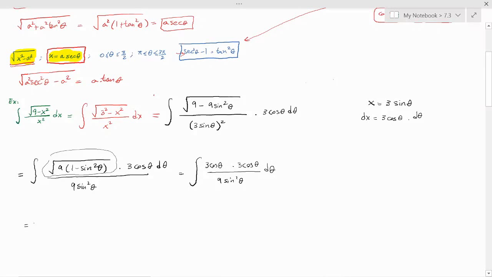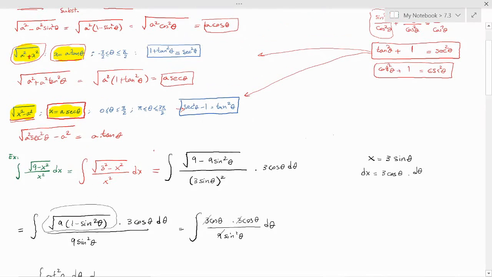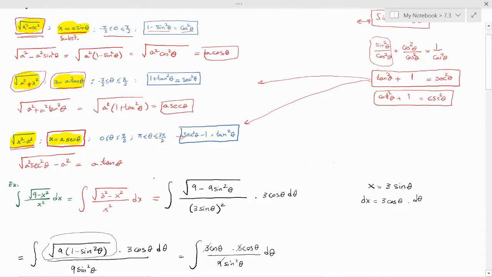What does that simplify to? The 3 and 9 will cancel out. What you have is cosine times cosine divided by sine squared. That is cotangent squared theta, d theta. Do we know the antiderivative of cotangent squared? The answer should be yes. The antiderivative of cotangent squared, we don't remember what it is, but we can use this identity.